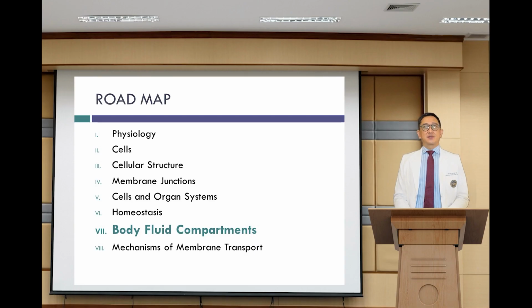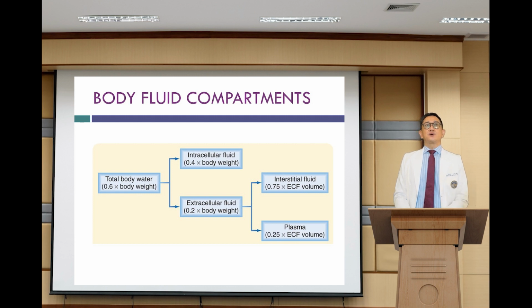So we go to the body fluid compartments. The total body water is computed by multiplying your body weight by 0.6. Or to put it in a different term, usually the total body water comprises about 60% of the body weight. It is distributed intracellularly and extracellularly. Intracellular fluid, extracellular fluid. 40% of the body weight is intracellular, and 20% of the body weight is extracellular fluid.